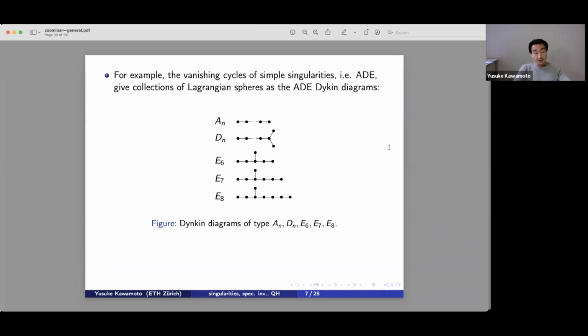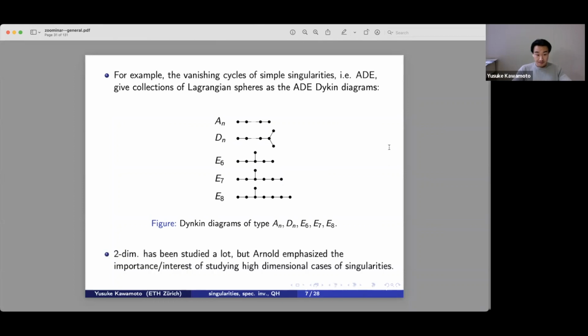And for the D_N singularity, once again, you get a collection of Lagrangian spheres intersecting just like you see in the Dynkin diagram, and same for the E-type. We're going to call such a collection of Lagrangian spheres an ADE configuration.